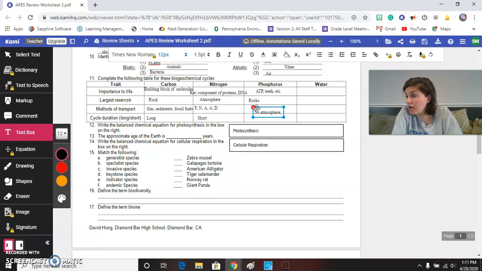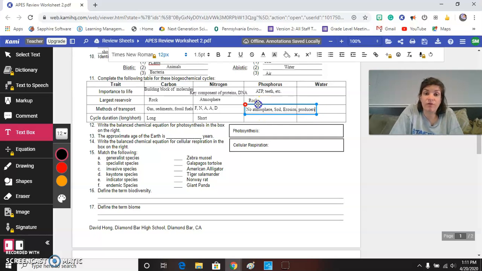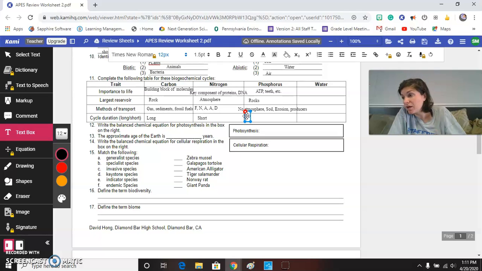All right. It's in soil, and erosion is going to be a big part of it. Producers are going to store it. Remember, this is one of those things that if algae gets a hold of it, you're going to have eutrophication. It's going to be a problem. All right, this is the longest of all of them. If it's in rocks, it's going to take longer to get from one thing to another.